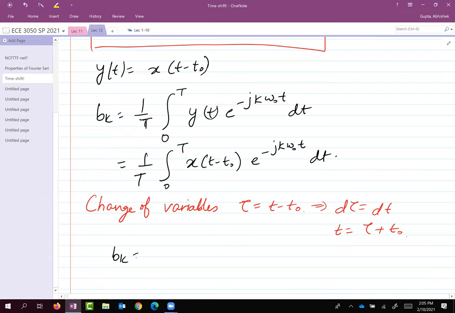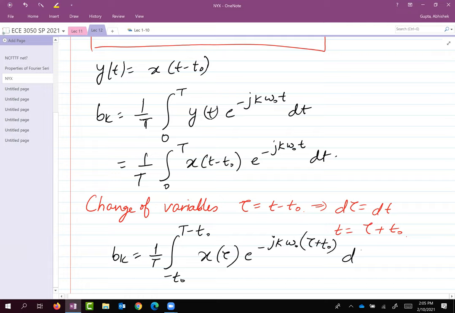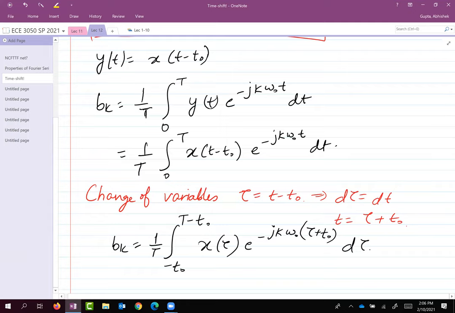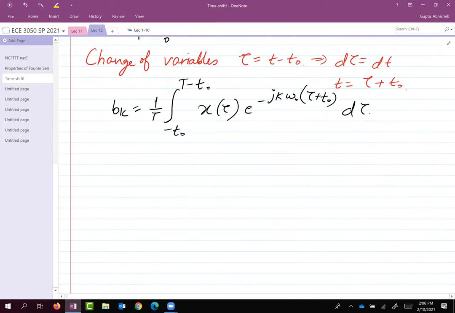Now when t equals 0, my tau will be minus t naught, and the upper limit will be T minus t naught. I'll have x of tau. Okay, so this is what I get. Any questions so far? I think this is a pretty straightforward application of change of variables, which will be our favorite method in this class.